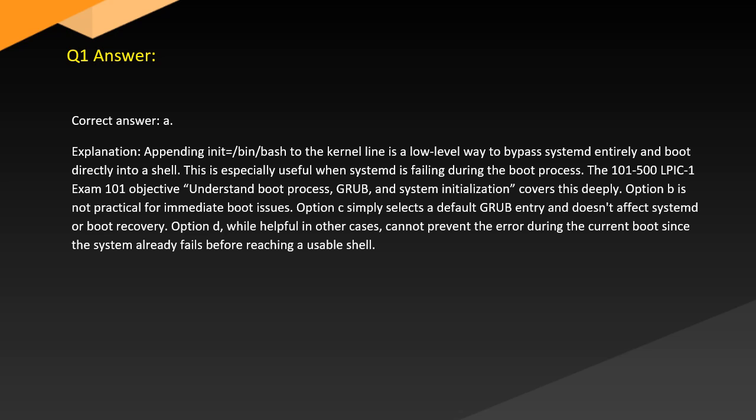Answer. Correct answer: A. Explanation: appending init=/bin/bash to the kernel line is a low-level way to bypass systemd entirely and boot directly into a shell. This is especially useful when systemd is failing during the boot process. The LPIC-1 exam 101 objective, understand boot process, GRUB, and system initialization, covers this deeply.